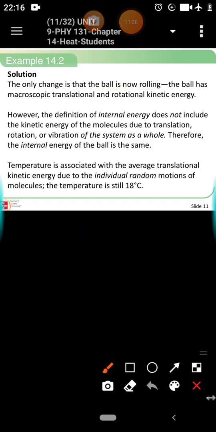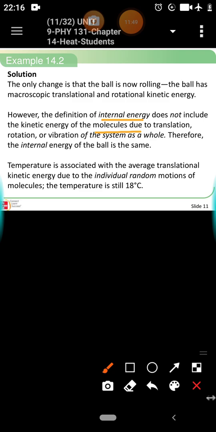However, the definition of internal energy does not include the kinetic energy of molecules due to translation or vibration of a system as a whole. Therefore, the internal energy of the ball is the same. The temperature is associated with the average translational energy due to individual motion of the molecules, and the temperature is still 18 degrees. Okay, maybe let me explain this.